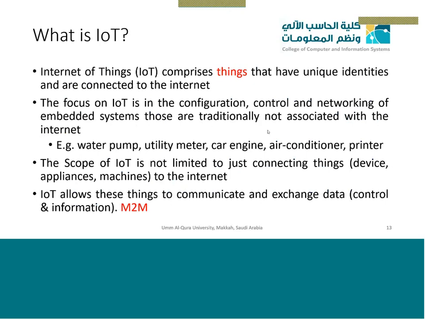As we discussed a bit in the starting slides, the Internet of Things is a network of things which are being given some unique identities like IP addresses, so they can communicate with each other instead of just communicating with us. They can communicate and perform some operations or give some information to the other things. The focus is on the configuration, control and networking of embedded systems.